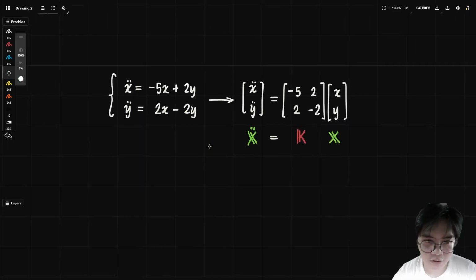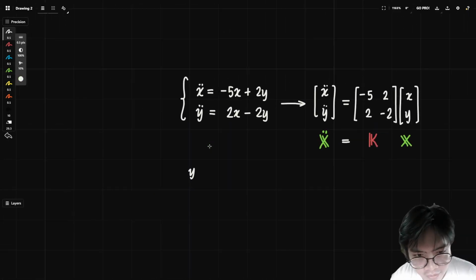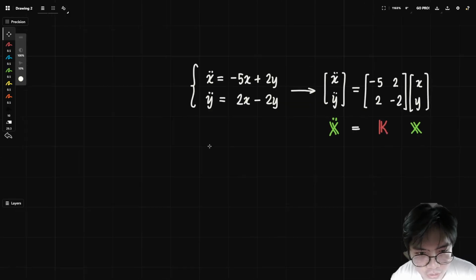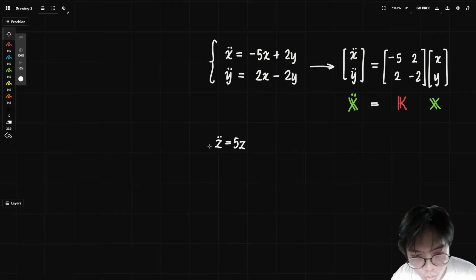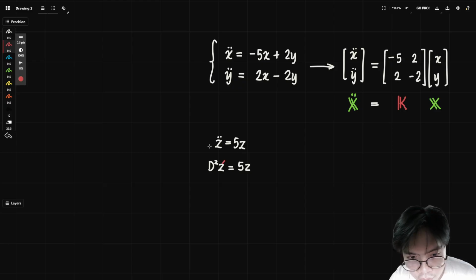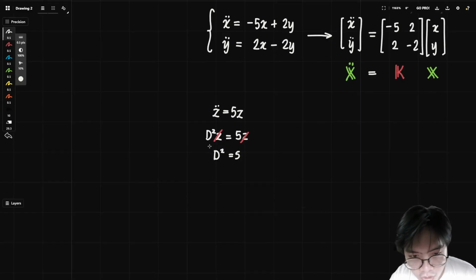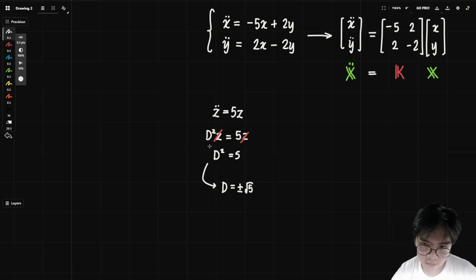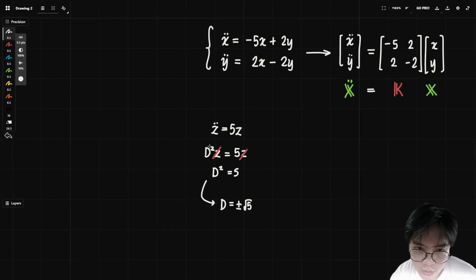And so as you can see here again, if I were to give you guys a very easy version, let's say for example, Z double dot is equal to 5Z. What you can just do is, I can use the differential operator, turn this into D squared Z is equal to 5Z. And you can throw away the Z's, you can get D squared is equal to 5. Right? And what you can do is you can arrive at the answers D is equal to plus minus square root of 5. Right? And you can say to me, okay, I know the answer to this is going to be Z is equal to AE, right?